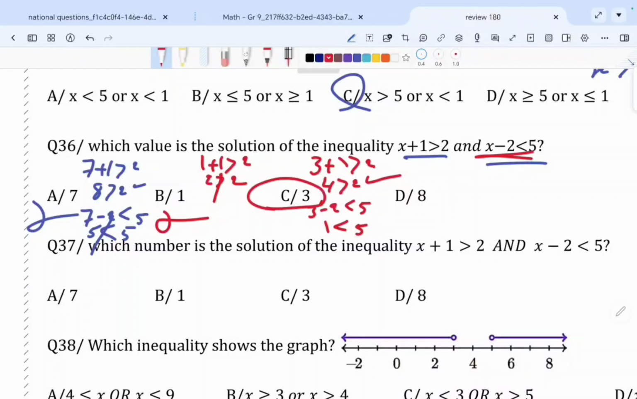But let's see if 8 is correct too. Instead of x, write 8. 8 plus 1 is greater than 2. Yeah, it's 9. 9 is greater than 2. Let's see this one. 8 minus 2 is less than 5. 8 minus 2 is 6. 6 is less than 5? No. So only 3 is the correct answer.